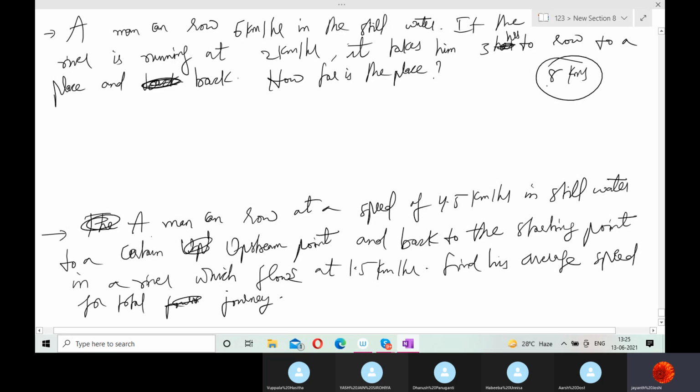Okay. So a man can row 6 kilometers in still water. They have given that if the river is running at this much speed, it takes him this many hours to row to a place and back. That means he will go and he'll come back. So definitely they are asking the distance. And what is given to you in the question? A man can row, they have given the speeds. Distance is equal to what? Please tell me what is the formula for distance?